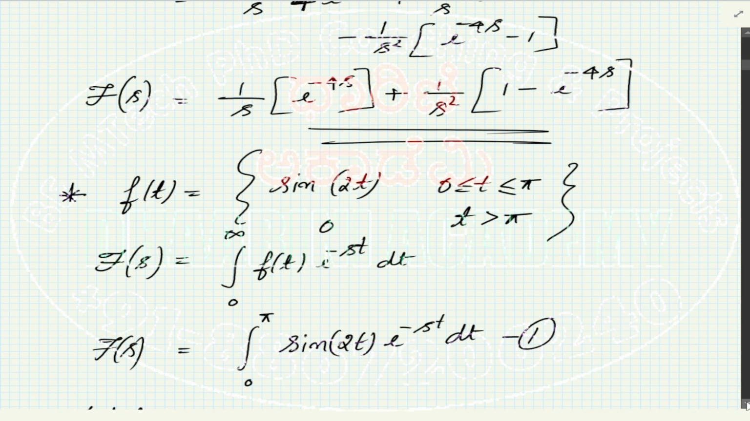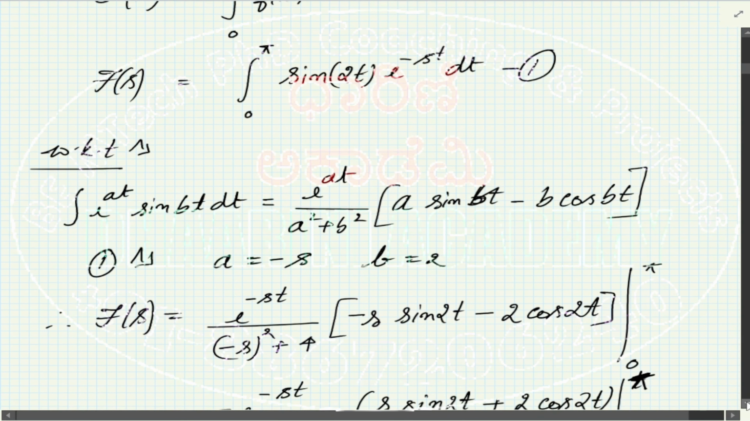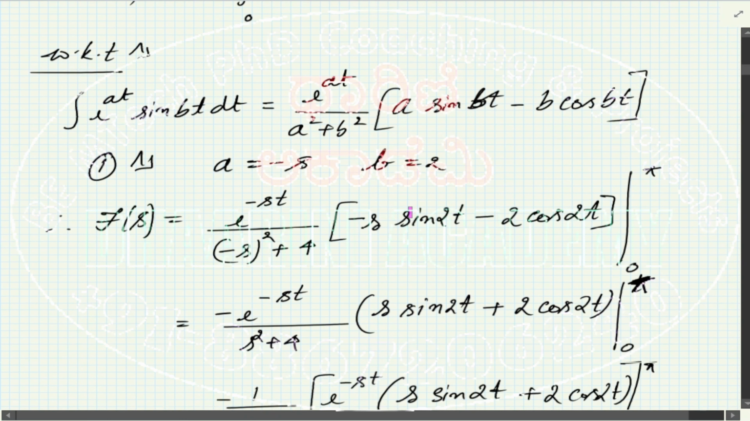So you have a solution. You have a standard form. If you look carefully, this is e to the power at sine bt. Whenever you have that, it's a direct form. You don't have to do any integration. Simply look at the form e to the at sine bt, where a is minus s and b is equal to 2. Simply apply that.